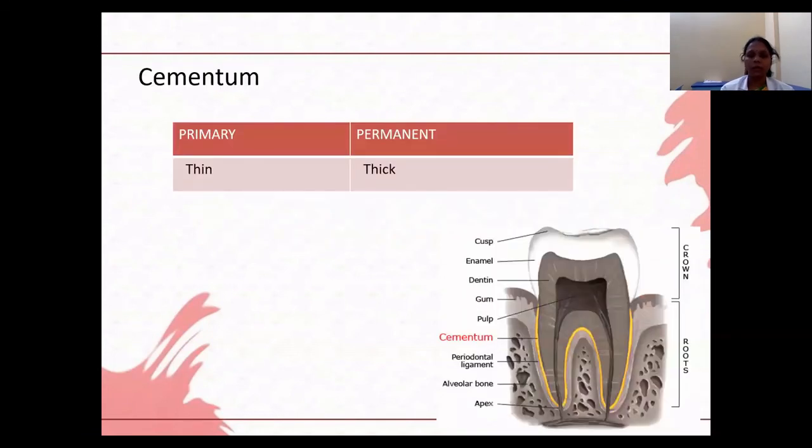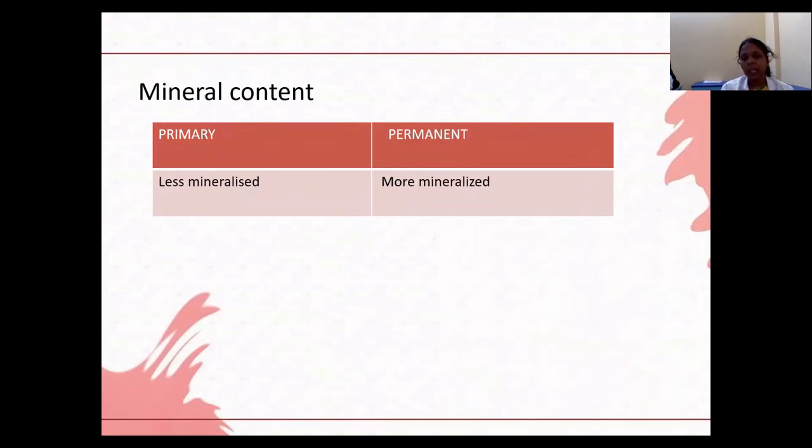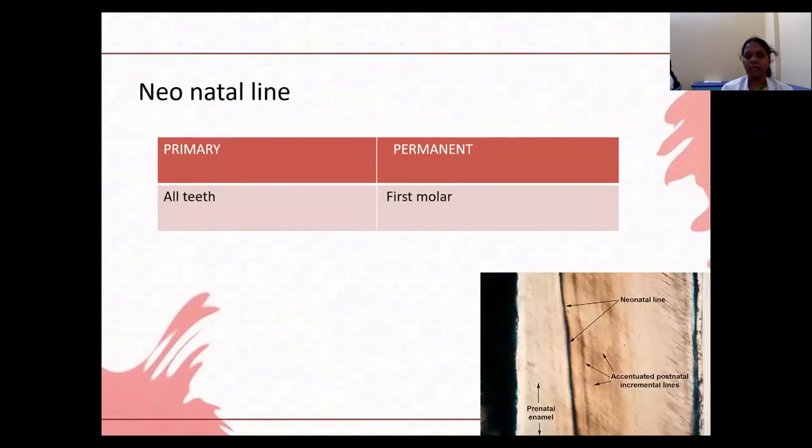So next, moving on to the cementum thickness between the primary and permanent teeth. Usually the cementum thickness will be very less for primary teeth when compared to that of the permanent teeth. Next, moving on to the mineral content difference. For primary teeth, it is less mineralized, but for permanent teeth, it is more mineralized.